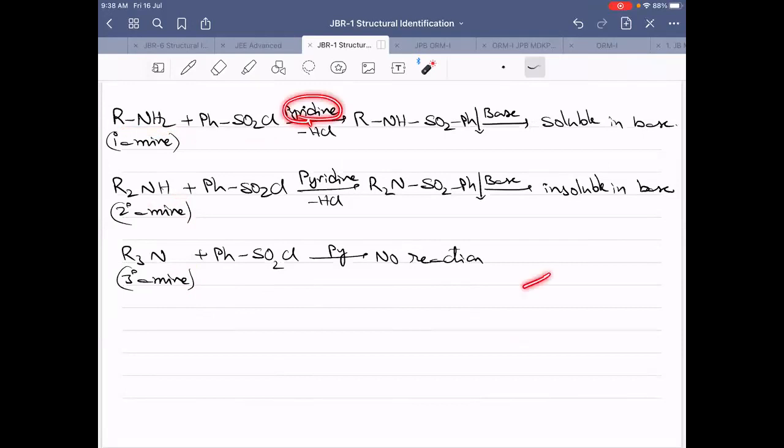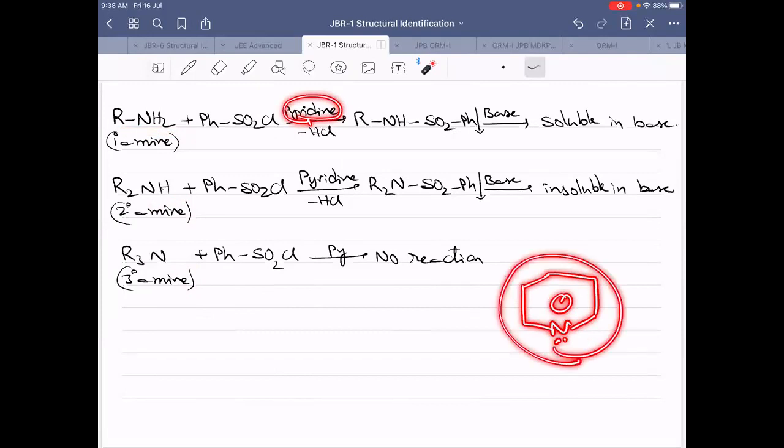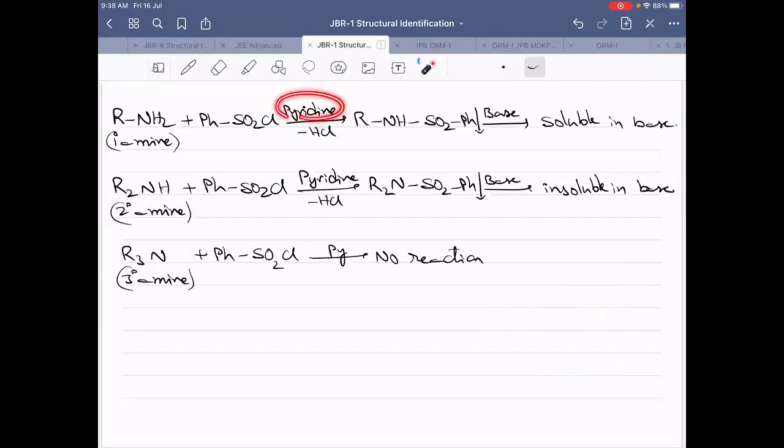You know what pyridine is? In classification of organic compounds, I have given pyridine, an aromatic compound with a nitrogen. So in presence of a little amount of pyridine, the two compounds will react and form this compound. This compound has an acidic hydrogen that will react with the base. Acid will react with the base and form a salt which is soluble in water, soluble in base.